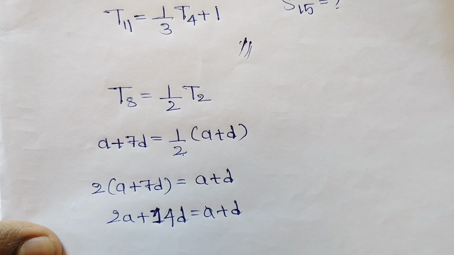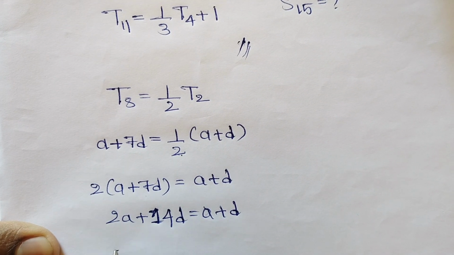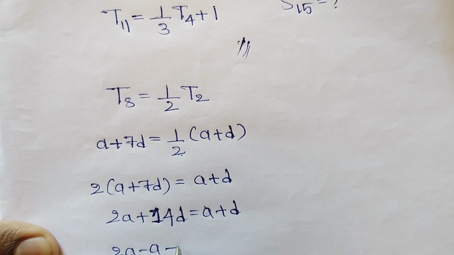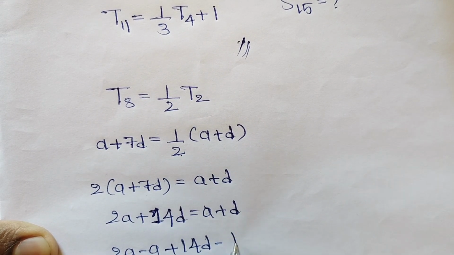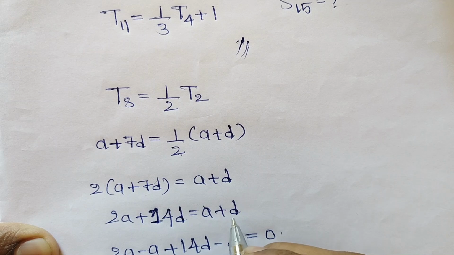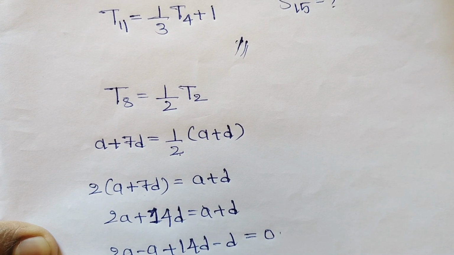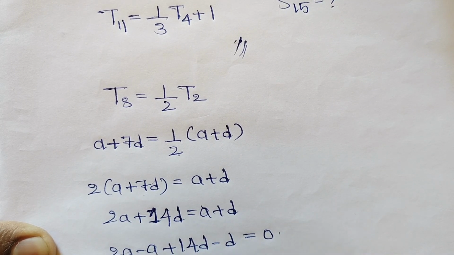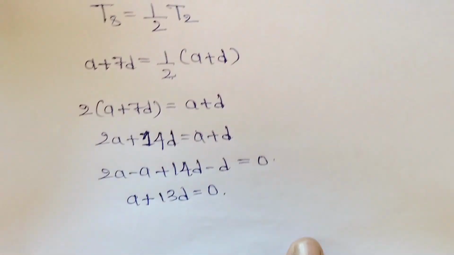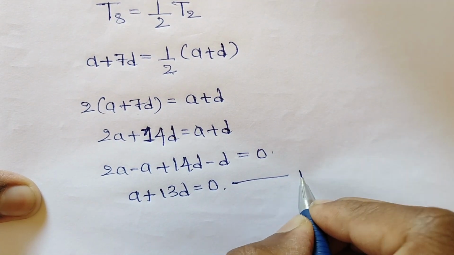Taking this a plus d to the left side, it becomes 2a minus a plus 14d minus d equals 0. Here nothing is left, so it's 0. So 2a minus a becomes a, plus 13d equals 0. That is equation 1.